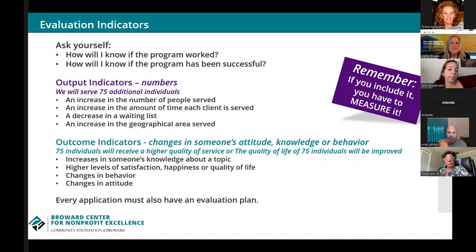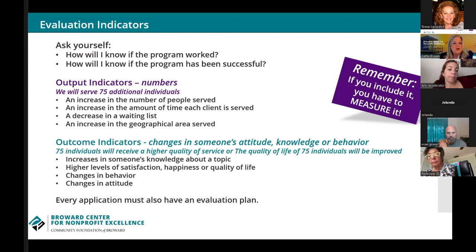So the outcome is the behavior change. Outcome indicators tell us how you know that someone's behavior or attitude or knowledge has changed. You can't just say people are going to learn how to do something or learn more about something. You also want to be able to tell us how you're going to know that. Indicators are part of your evaluation strategy, and most of them are going to be either outputs or outcomes. All of that feeds into your overall program evaluation strategy.